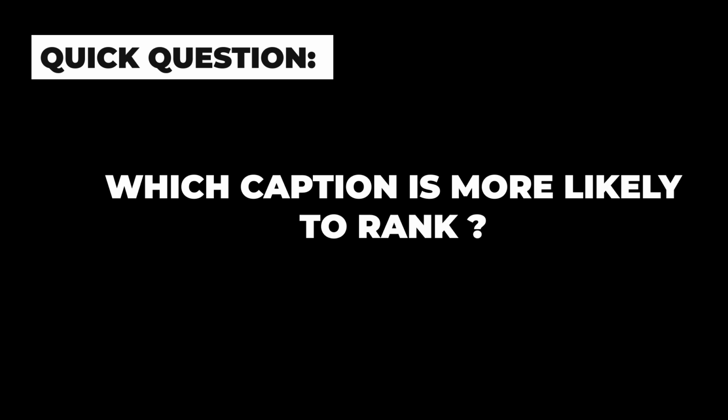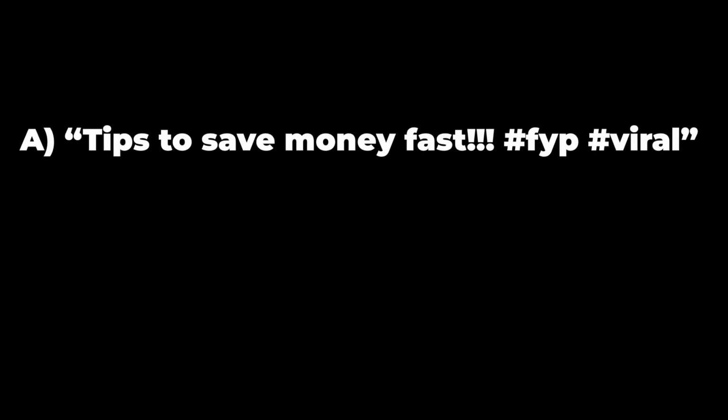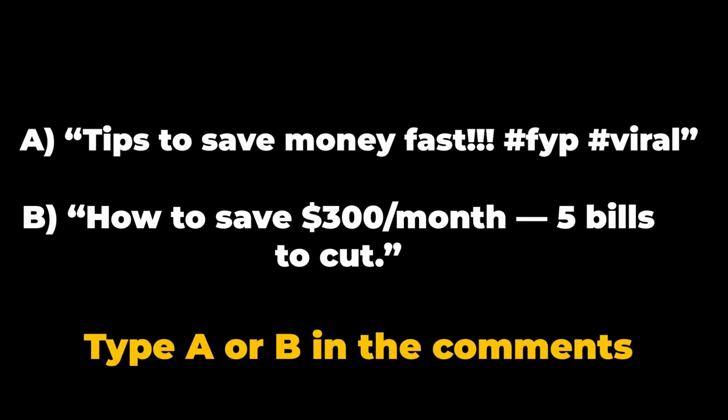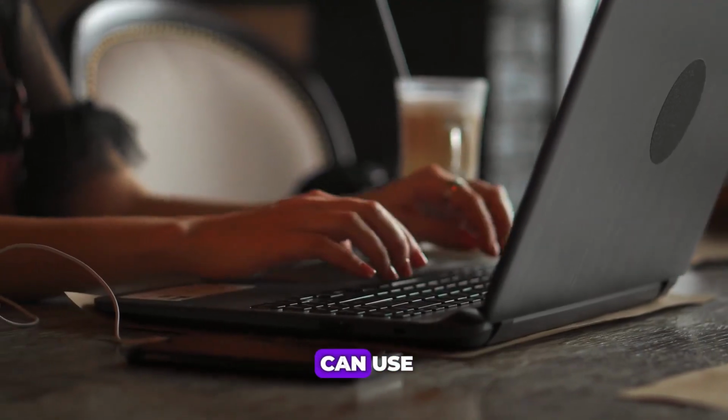Quick question: which caption is more likely to rank? A. Tips to save money fast. #FYP #viral. Or B. How to save $300 a month. 5 bills to cut. Type A or B in the comments and tell me the phrase you want to rank. I'll respond with a long-tail phrase you can use.